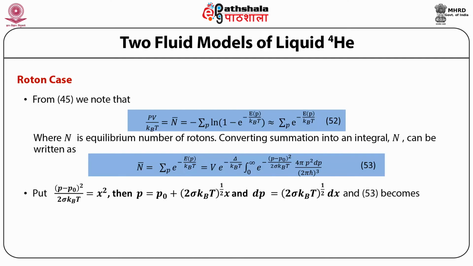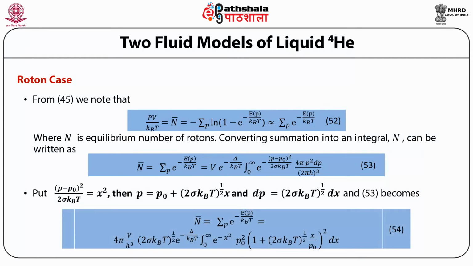Put (p minus p naught) whole square divided by 2 sigma k_B T equal to x square. Then p is equal to p naught plus (2 sigma k_B T) raised to power half x, and dp is equal to (2 sigma k_B T) raised to power half dx, and equation 53 becomes equal to 4 pi V upon h cube, (2 sigma k_B T) raised to power half, e raised to power minus delta upon k_B T, integral from 0 to infinity of e raised to power minus x square, p naught square into (1 plus (2 sigma k_B T) raised to power half x upon p naught) whole square dx.